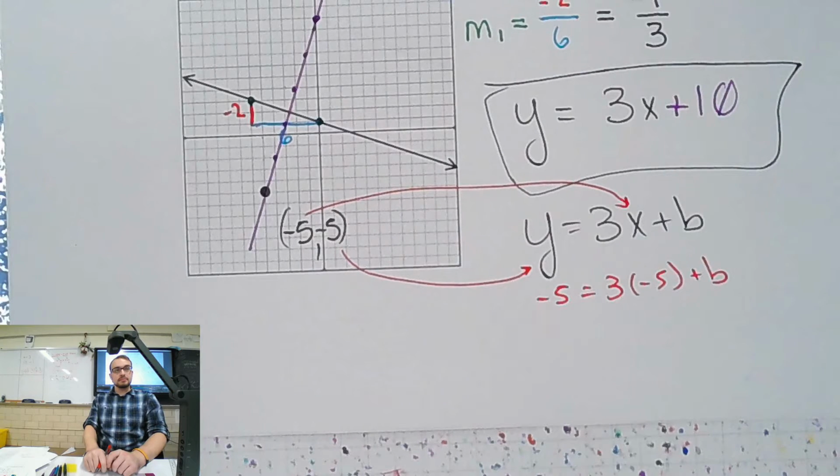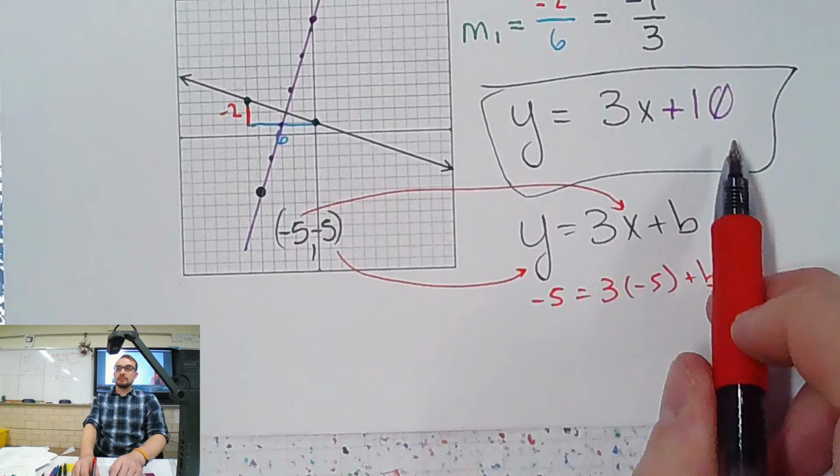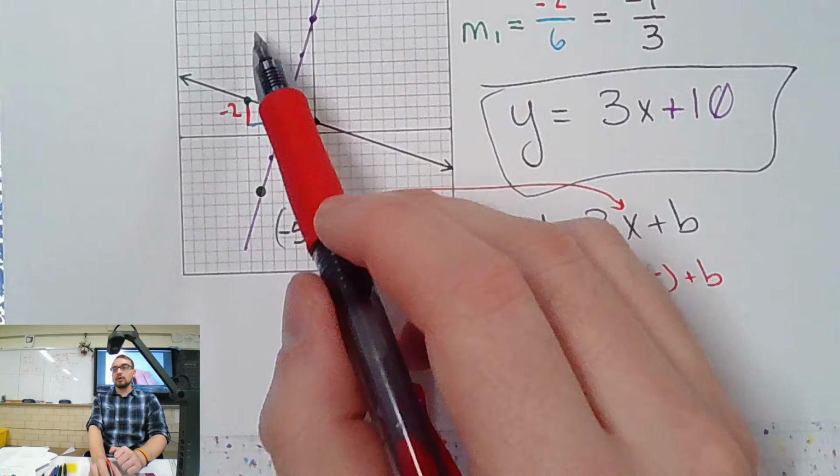You got 3 over 1 by flipping it, right? Yeah. Flip and change the sign. There are 2 ways to get 10. I could either do the slope over and over again, or I can do algebra.